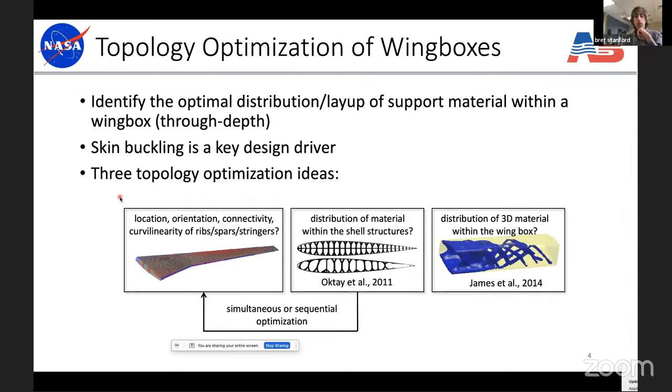And the second category is optimizing in lightning holes into some of those web members. And so these first two categories, they can be done sequentially if you'd like. First, lay out the ribs and spars, and then try to suck out even more material by optimizing in lightning holes.